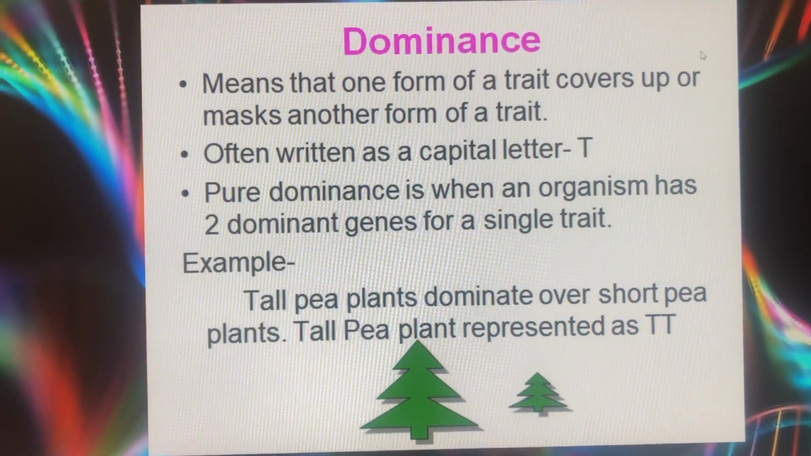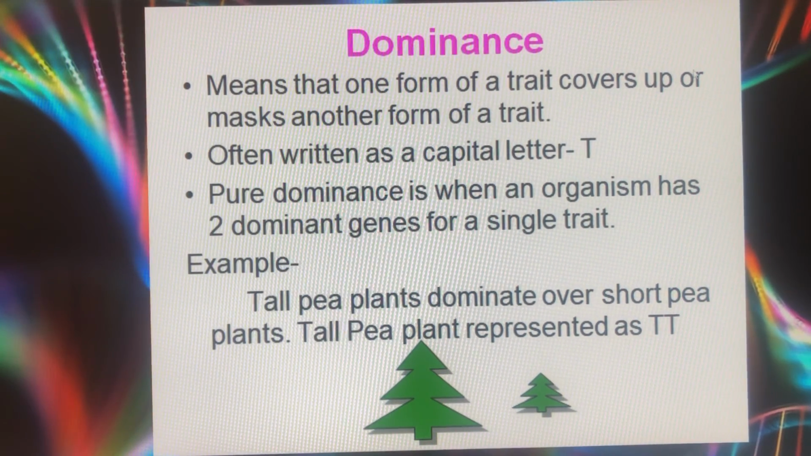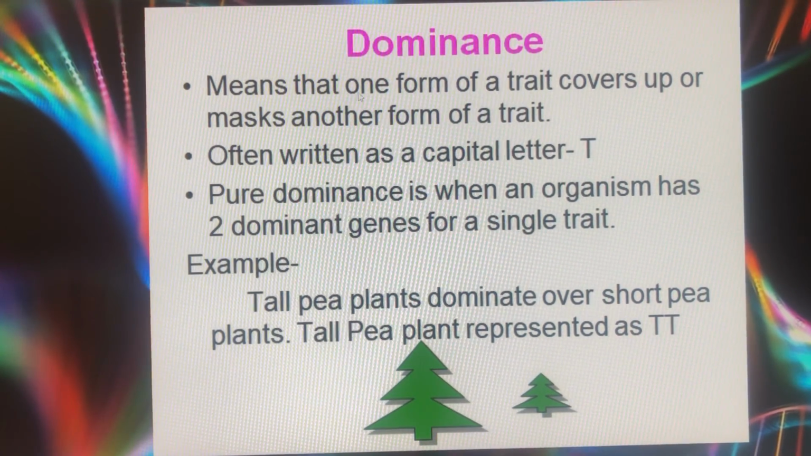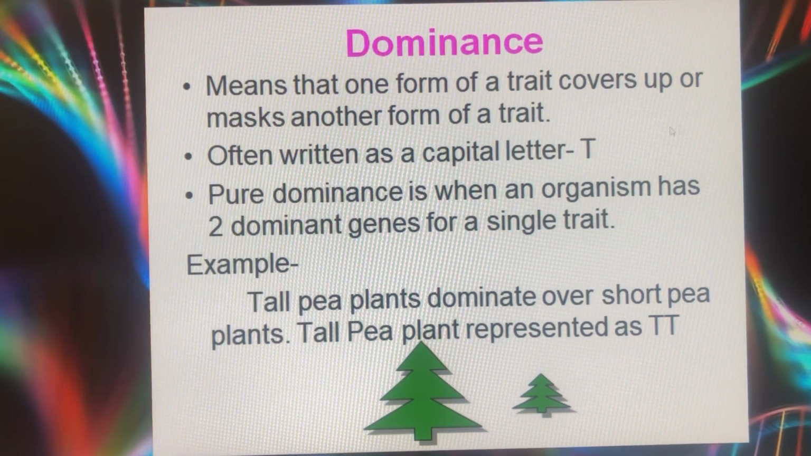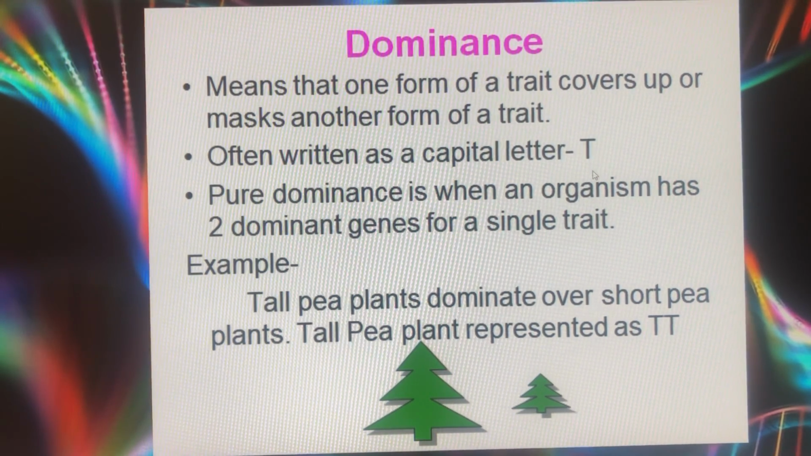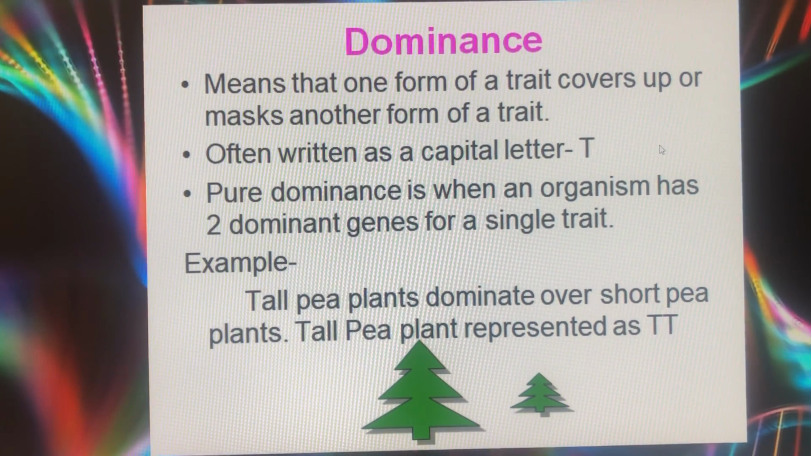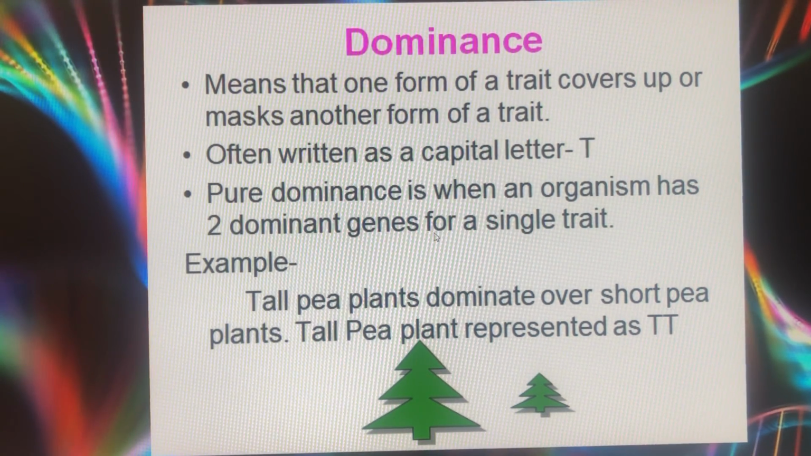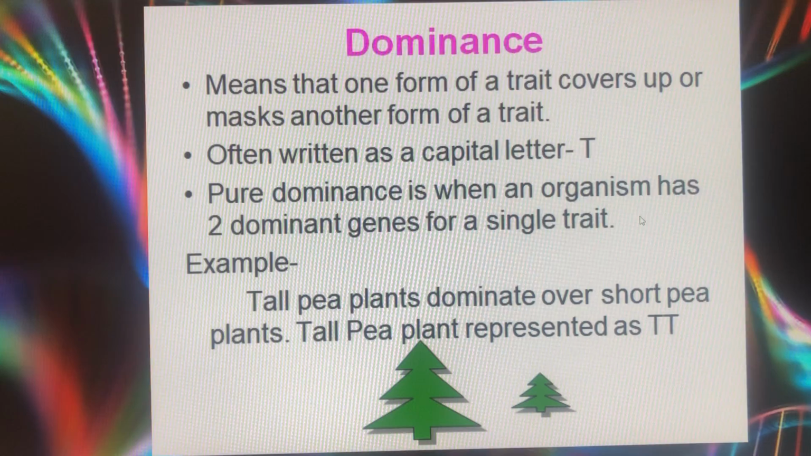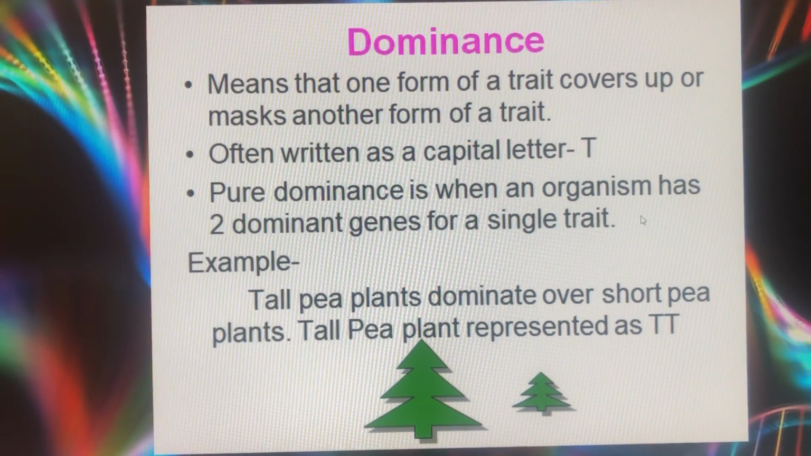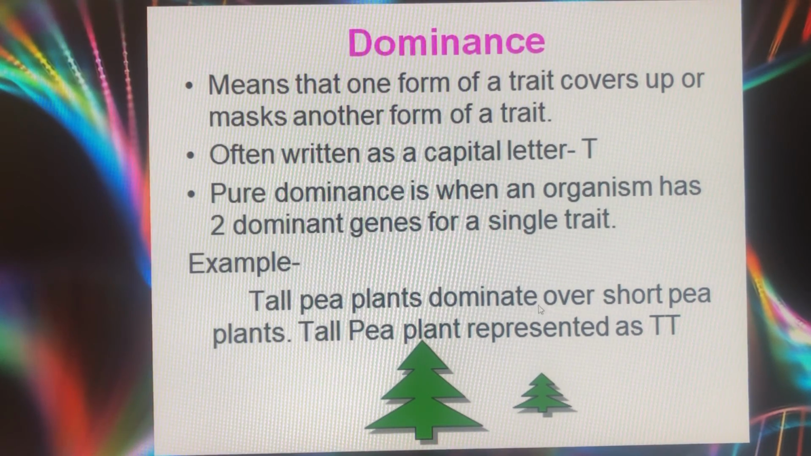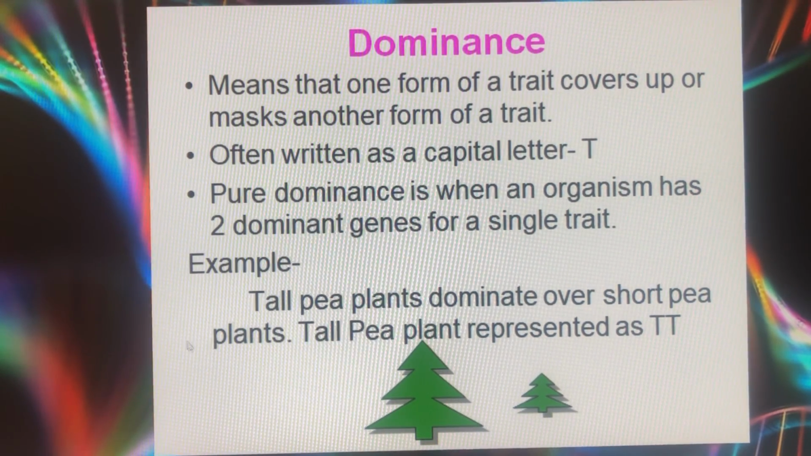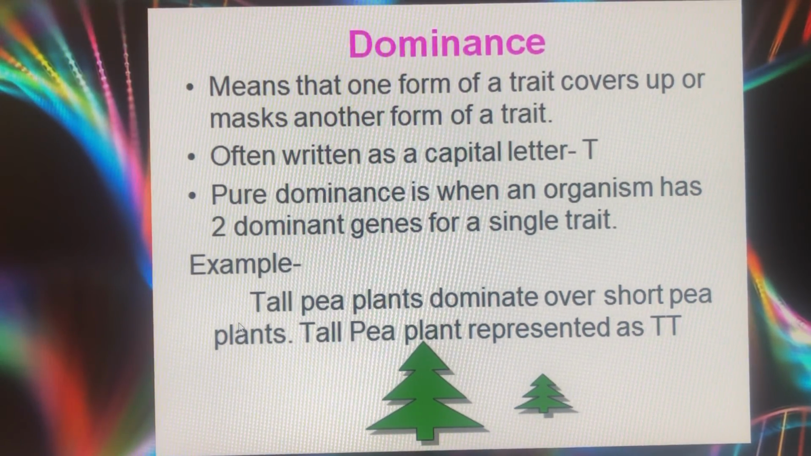Now, let's talk about dominance, because you're going to start hearing about dominant and recessive traits. Dominant means that one form of a trait covers up or masks another form of a trait. It's often written as a capital letter, like capital T. Pure dominance is when an organism has two dominant genes for a single trait, so meaning that they get one dominant gene from mom, one dominant gene from dad. Example would be a tall pea plant dominates over a short pea plant. We saw that earlier with Gregor Mendel's third investigation.